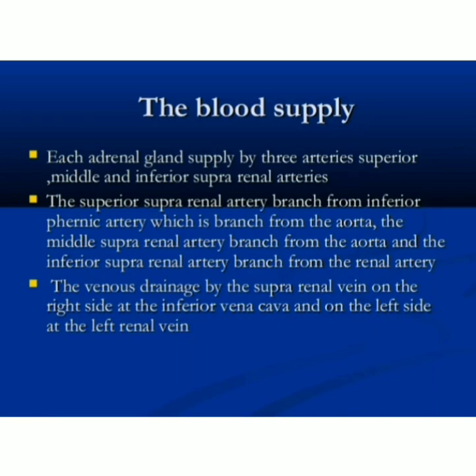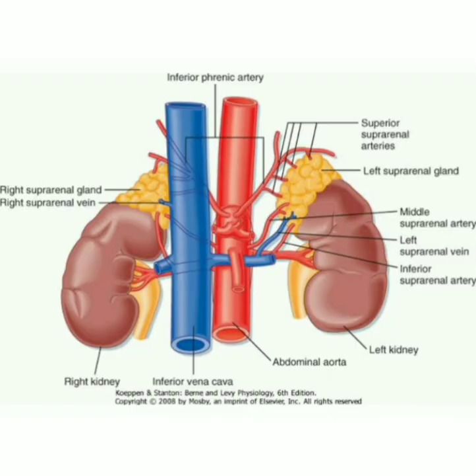And you can see in this picture, here is the superior suprarenal artery. There are many branches, which is a branch of the inferior phrenic artery, which in turn is a branch of the aorta, and the middle suprarenal artery is a direct branch from the aorta, and the inferior suprarenal artery is a branch of the renal artery.